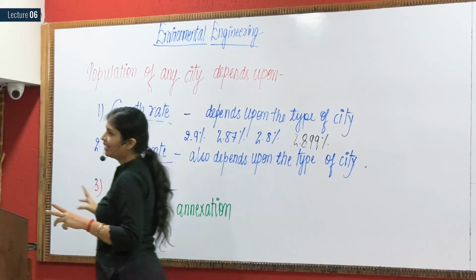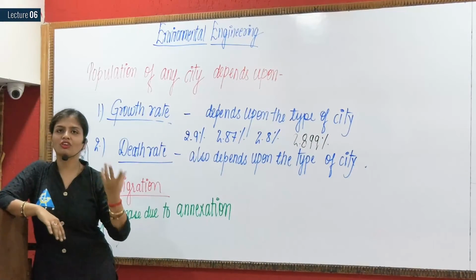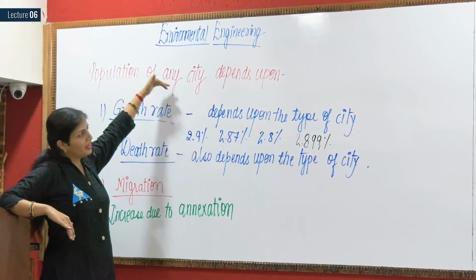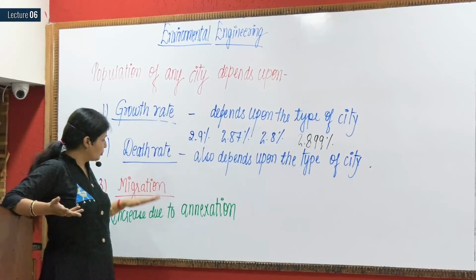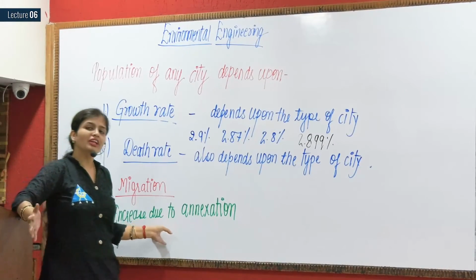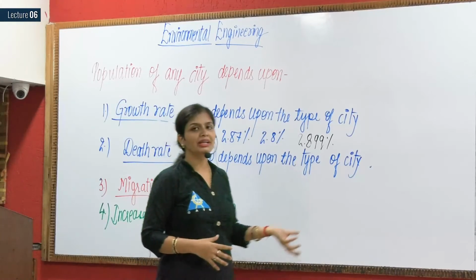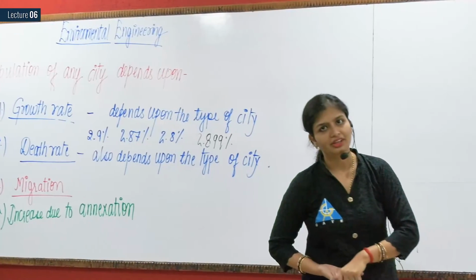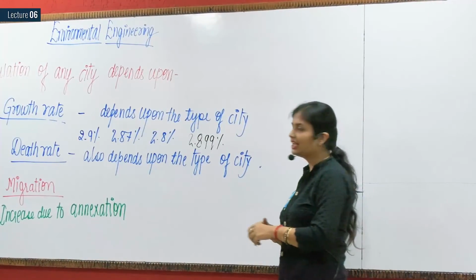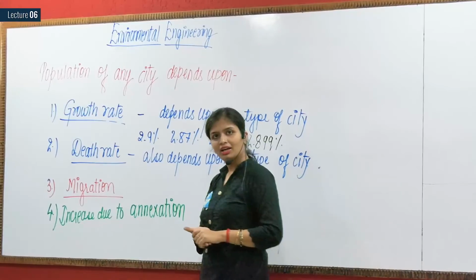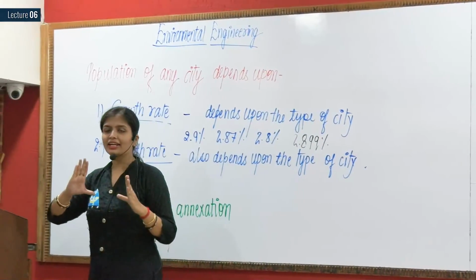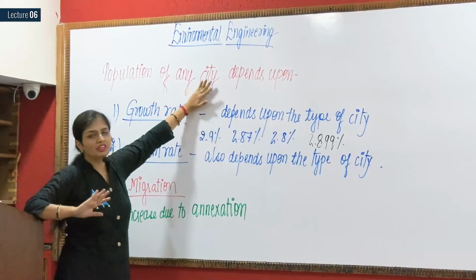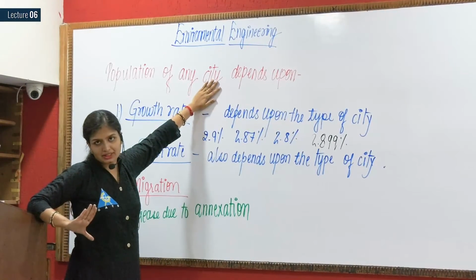Fine. See, this is secondary, that they will also be having the raw water schemes and all those things. What is the main motive? How the population of any city depends. Yeah, it depends upon increase due to annexation, because whenever you are forcefully bringing any other country into yours, you're merging it in your country, then what will happen? Obviously, there will be an increase in the population. Right? We are not considering the raw water schemes and all. I am just telling you what are the factors on which the population of a city depends.